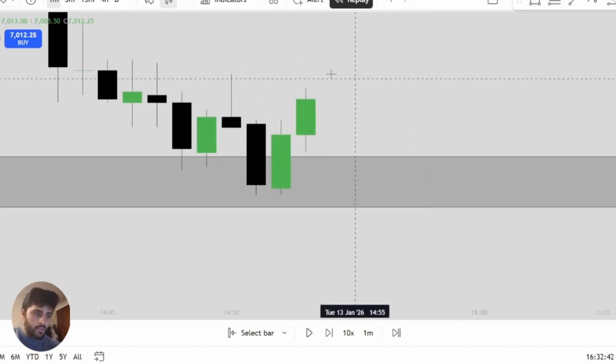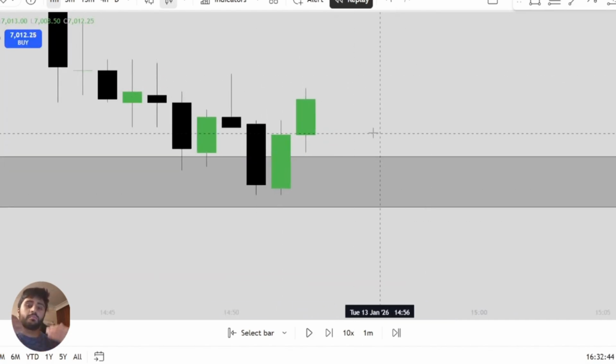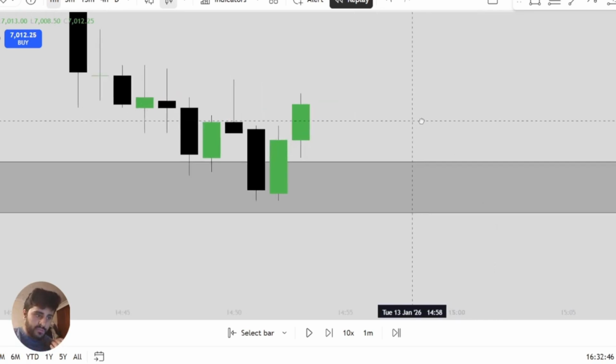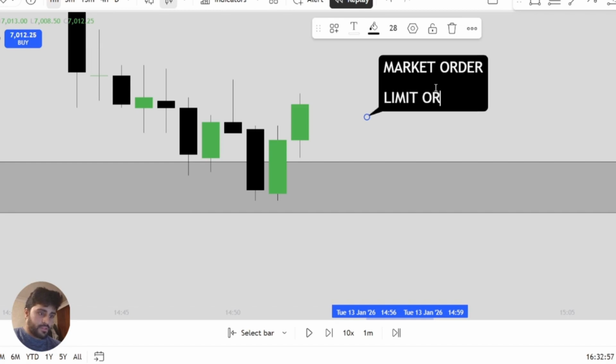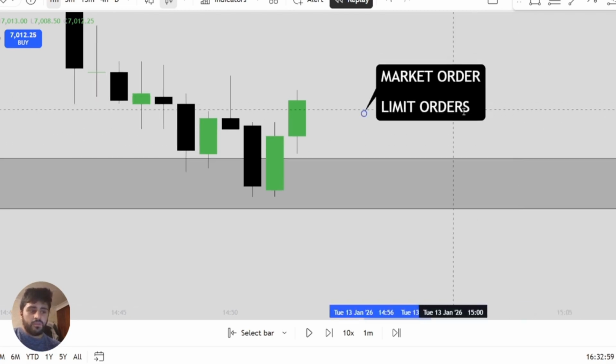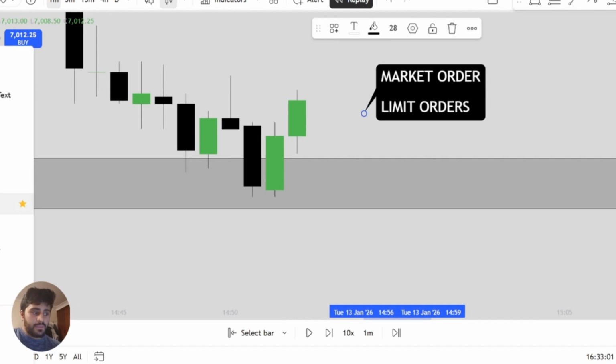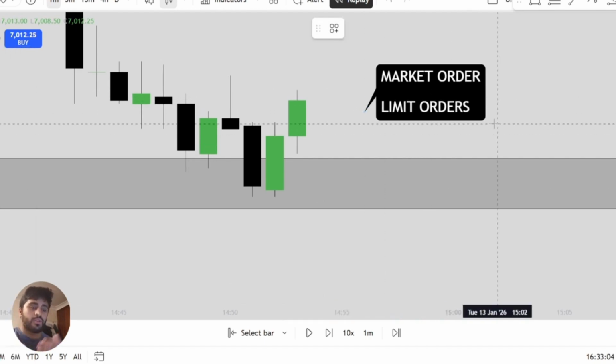We have our key level, we have our entry, and now we're looking to build that story. The story is very simple. There are only two types of orders: market orders and limit orders. In order for me to take a long or a short, there have to be limit orders. You need to understand where the limit orders are.